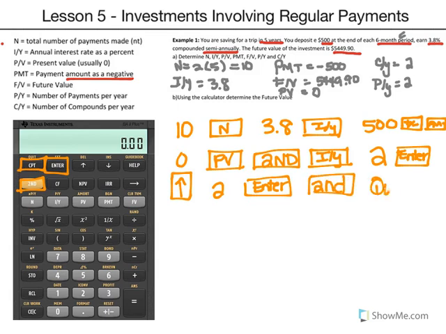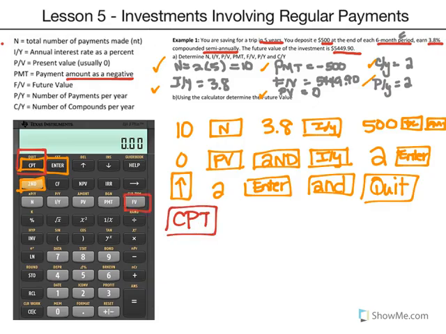Now, if you've noticed, we've done N, we've done I, we've done payments, we've done present value, CY, and PY. So all that's left is future value. To find our future value, you're going to push compute, CPT, and then push the value you're looking for. We're looking for our future value, so push FV. And when that happens, it should give you your future value, which is 5449.90.